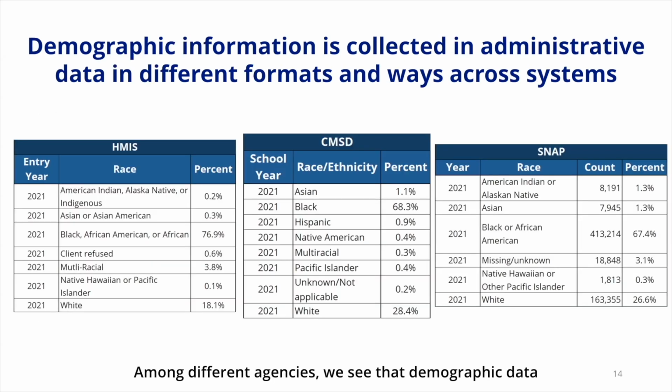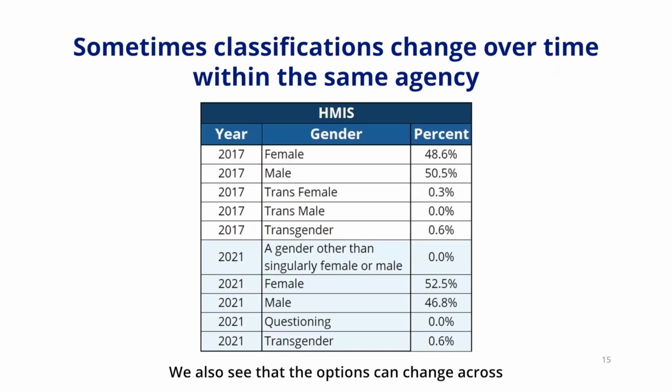Among different agencies, we see that demographic data is collected in different ways. There may be different options available for someone to identify themselves in the different systems, which we can see here in this slide. We also see that the options can change across time in the same system. So here we see that in HMIS, the options for gender changed from 2017 to 2021. For example, in 2021, there's an option to identify outside of a gender binary, whereas in 2017, all of the options were either male, female, or trans female, trans male.